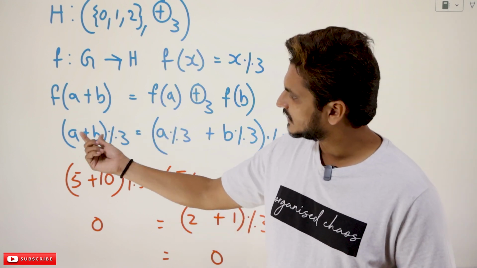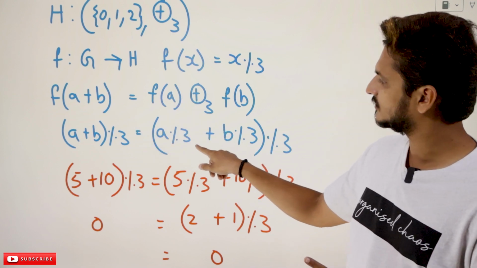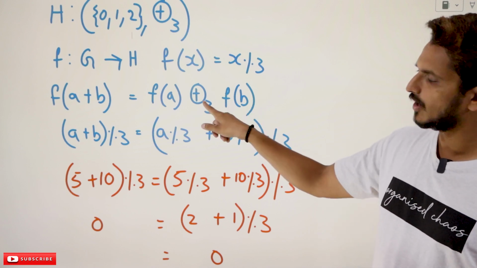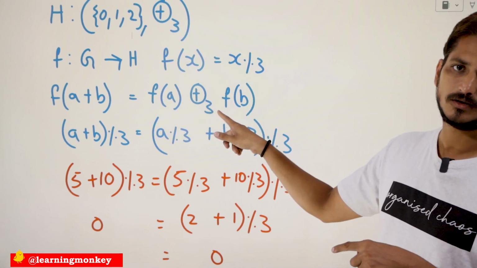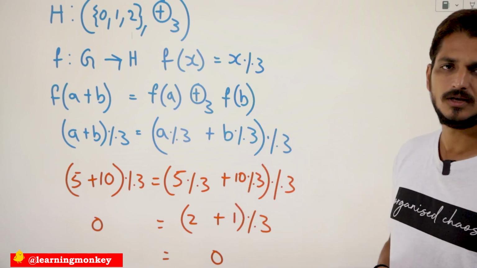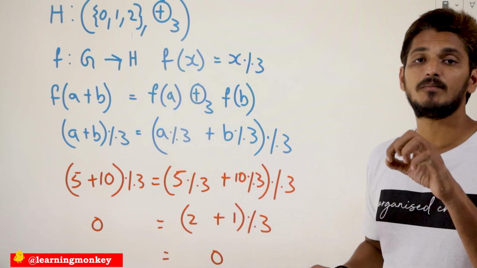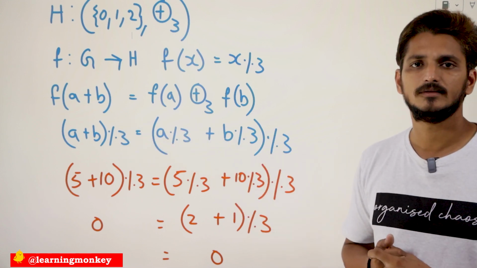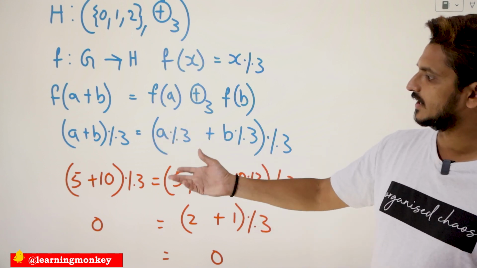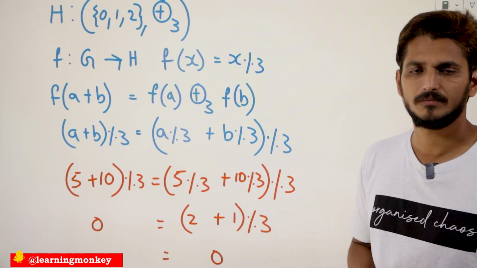So this can be written as a plus b modulo 3. That should equal f of a, meaning a modulo 3, and f of b, meaning b modulo 3. In between these two you have to apply addition modulo 3, that means this plus this, whole modulo 3. This is what we need to check. If these two are equal for any a, b that belong to Z, then we say this condition is satisfied, this is a homomorphism.